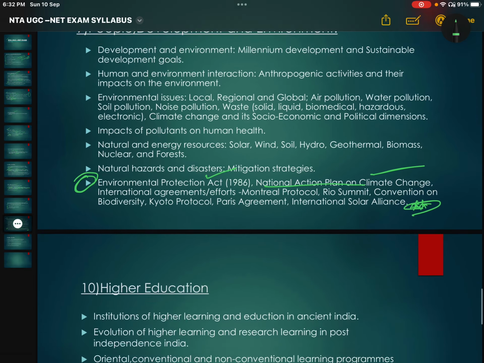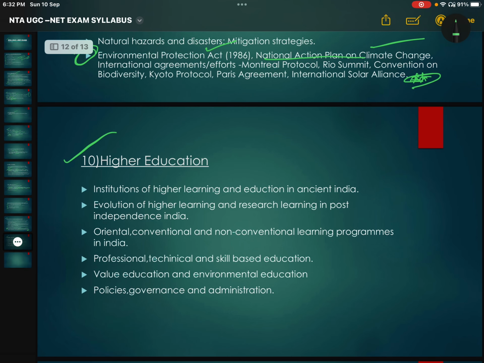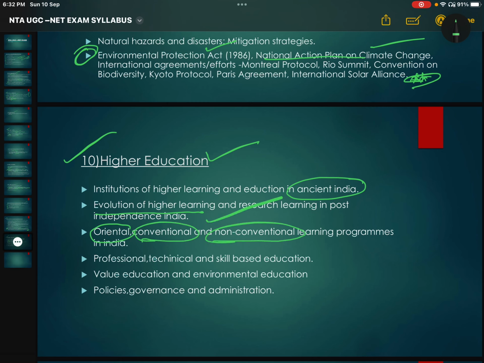Next, the chapter is higher education. In higher education, we are going to learn about institutions of higher learning and education in ancient India, and the evolution of higher education. Here, the learning programs in India are different, that may be oriental, conventional, or non-conventional. We will discuss all this in detail and what the differences are between them.